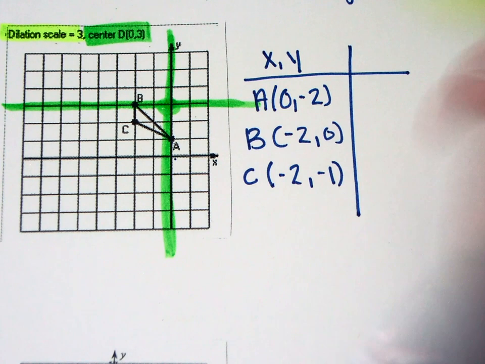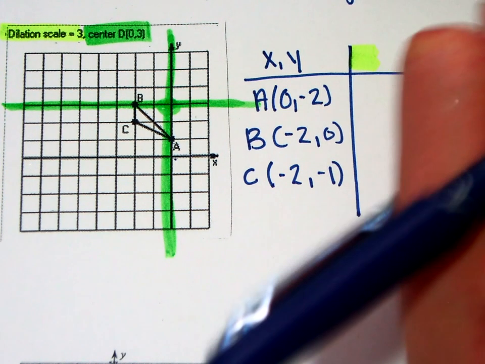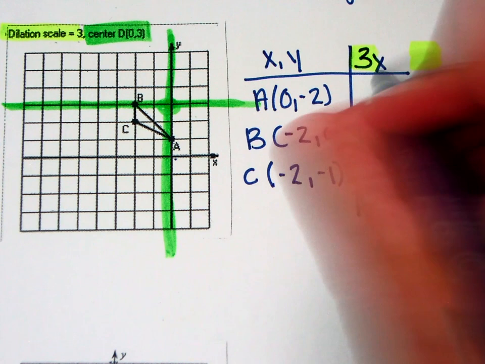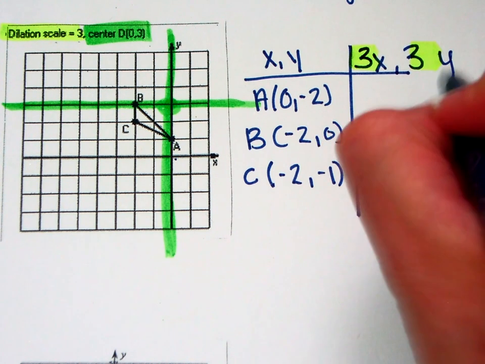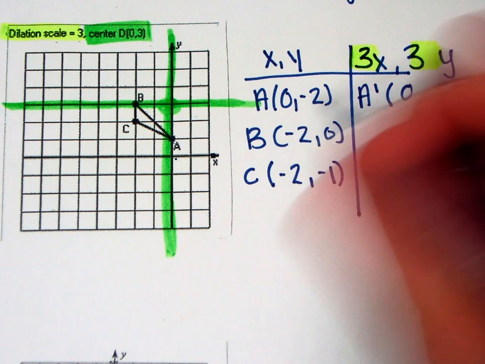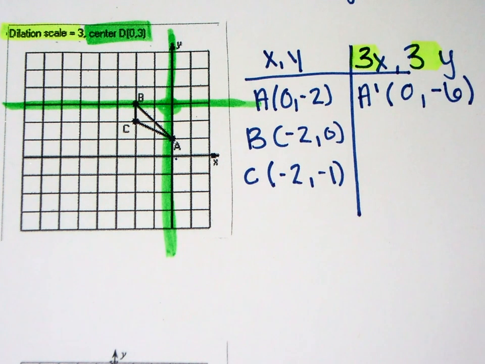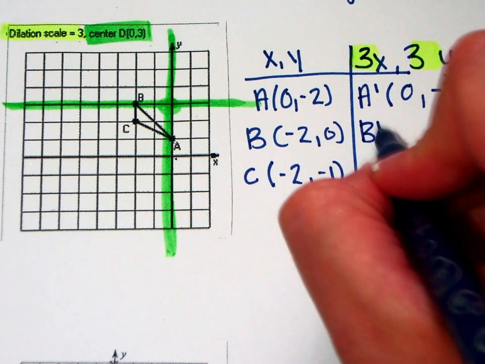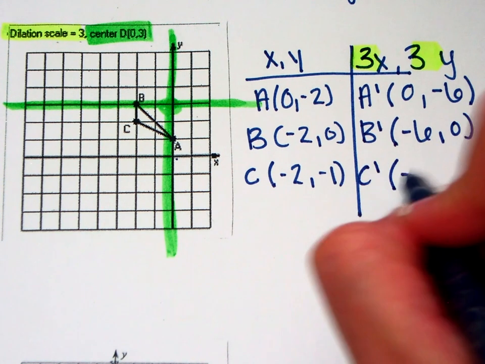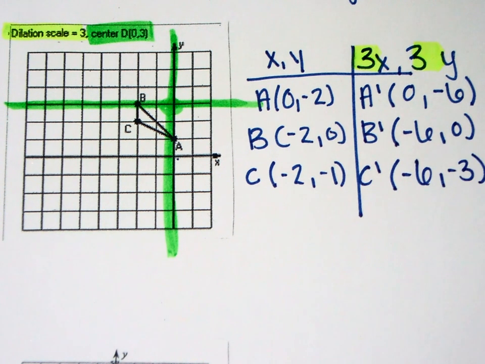So I'm going to multiply x and y by the scale factor of 3. So this becomes 3x, 3y. So A prime: 0 times 3 is 0. Negative 2 times 3, negative 6. B prime, negative 6, comma 0. And C prime, negative 6, comma negative 3.